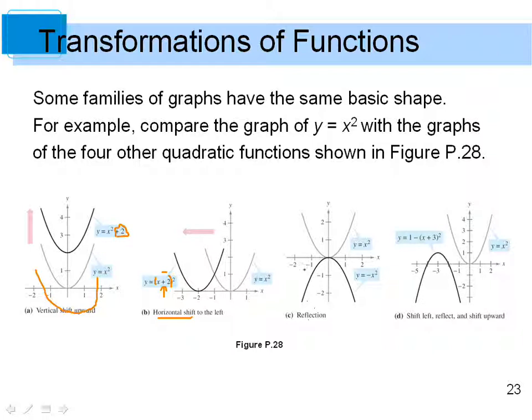A third type is called a reflection, and we get a reflection simply by putting the opposite or minus sign in front of x squared. So instead of x squared, which opens up, we put minus x squared, which opens down.